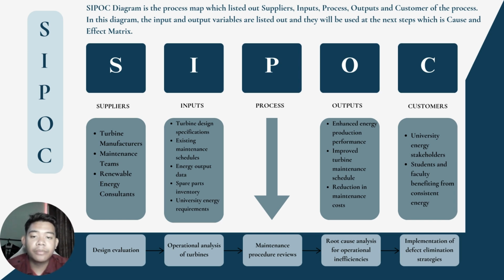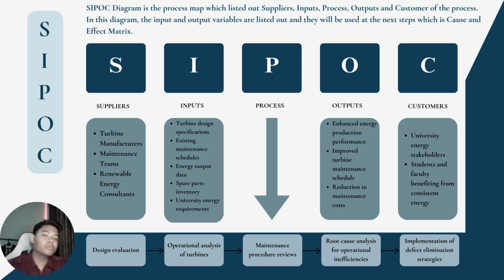And for the input, we have 5 inputs. First, turbine design specification. Second, maintenance schedule. Third, energy output data. Fourth, spare part inventory. And the last one, university energy requirement. And for the process, we have 5 processes. First, design evaluation, and then operational analysis of turbine, and then maintenance procedure review, and root cause analysis for operational efficiency, and the last process is implementation of defect elimination strategies.